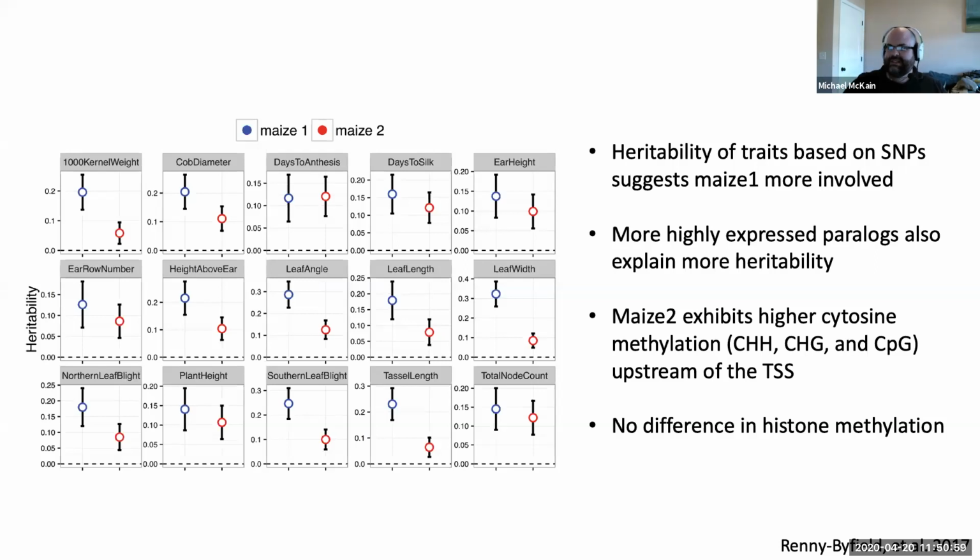When they looked at other aspects of this, they found that it seemed to be paralogs that were more highly expressed that explained heritability a bit more. And maize 2, which is more lowly expressed, had higher cytosine methylation, so DNA methylation. We're looking at CH, CHG, and CG upstream of the transcription start site. So it makes sense: methylate and silence maize 2 while maize 1 is expressed.